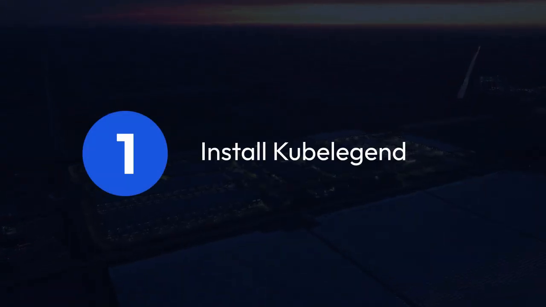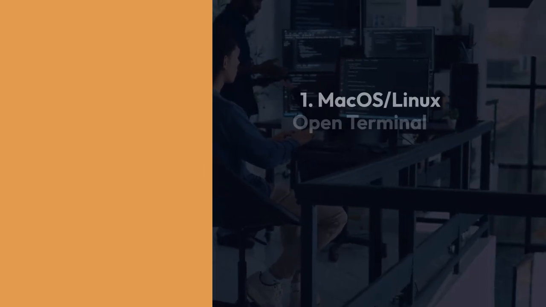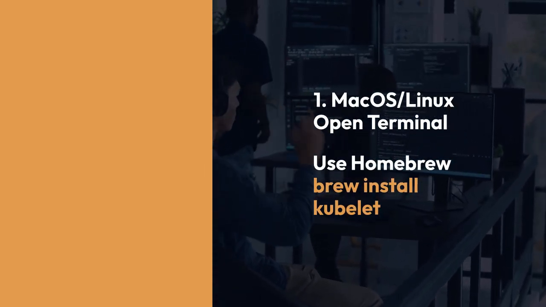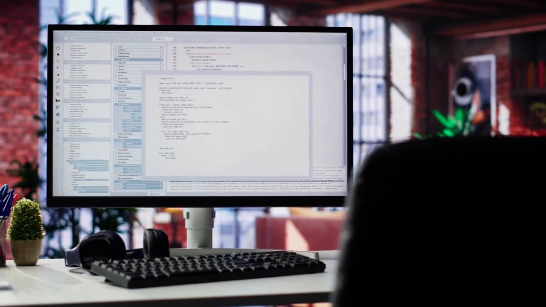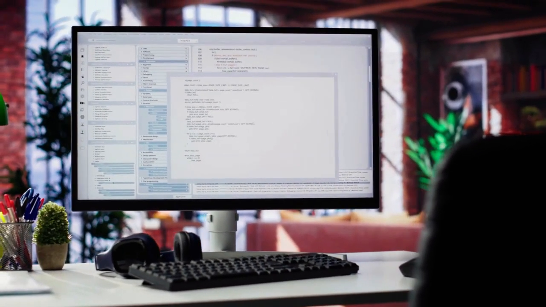Solution 1: Install kubelogin. This is by far the most frequent and straightforward fix. 1. For macOS and Linux users, open your terminal application. Use the Homebrew package manager by typing brew install kubelogin. If you don't have Homebrew installed, you can find simple installation instructions on the official Homebrew website.